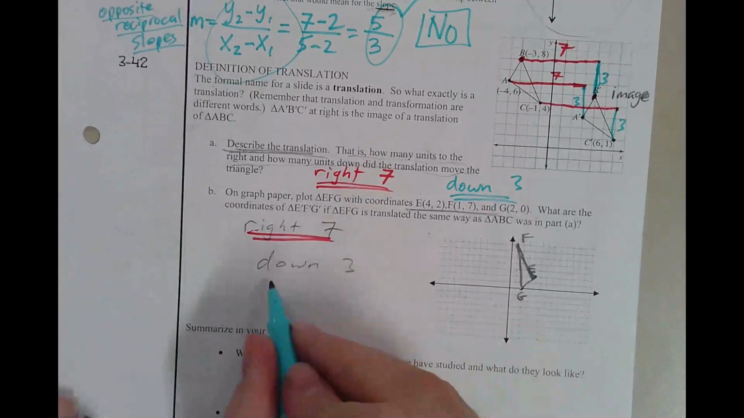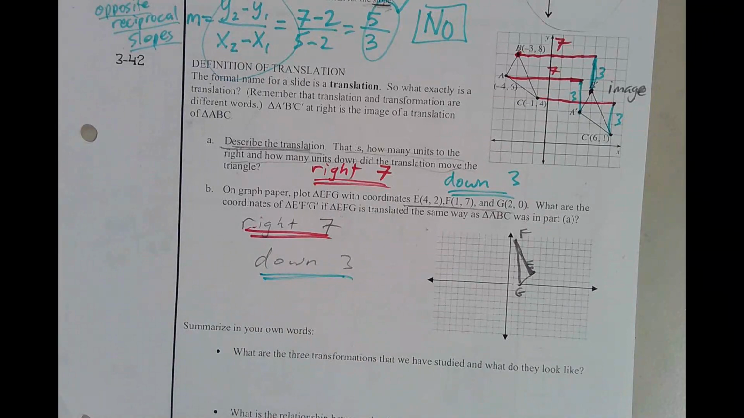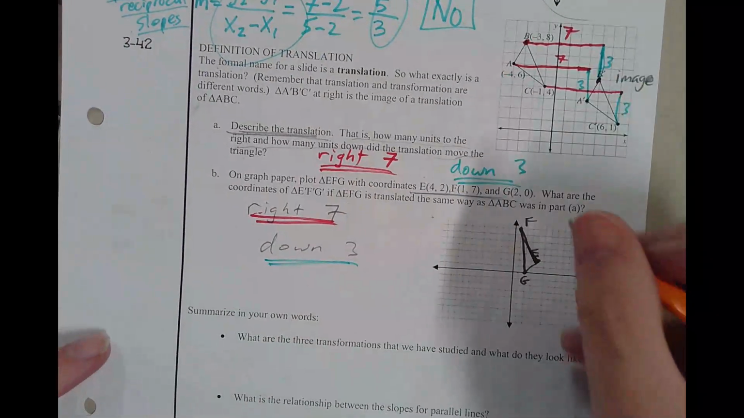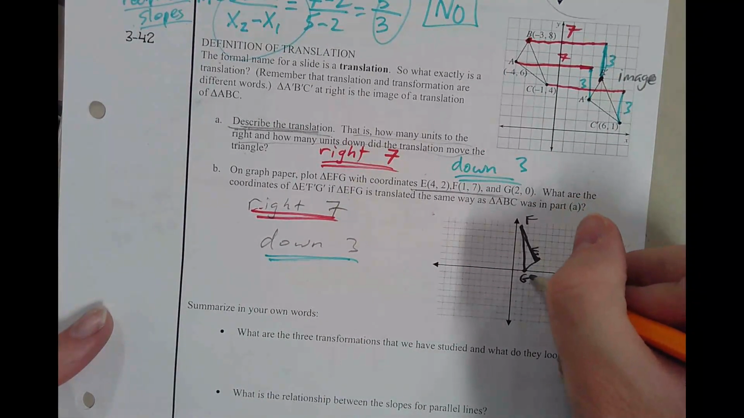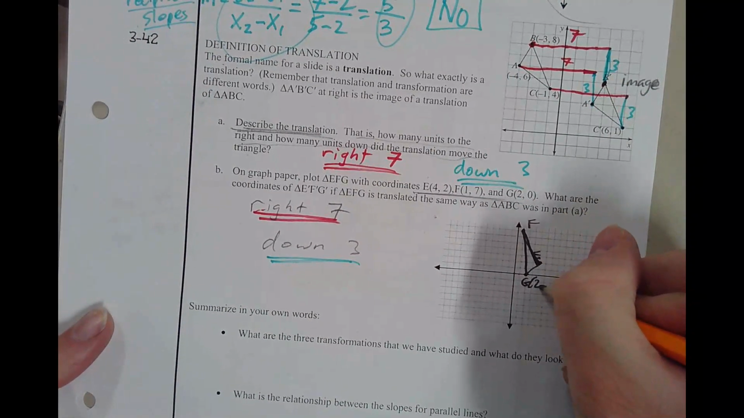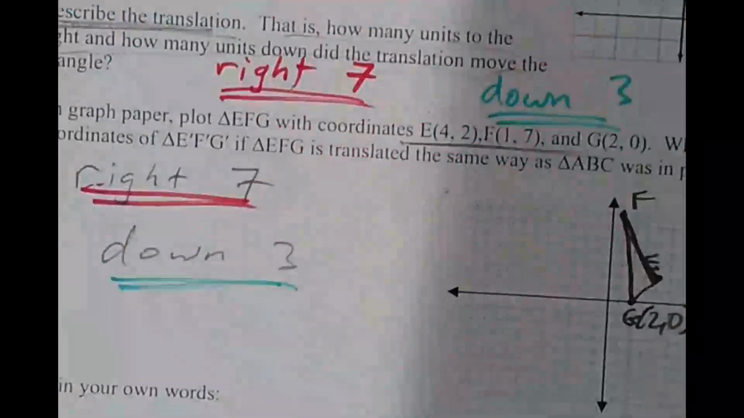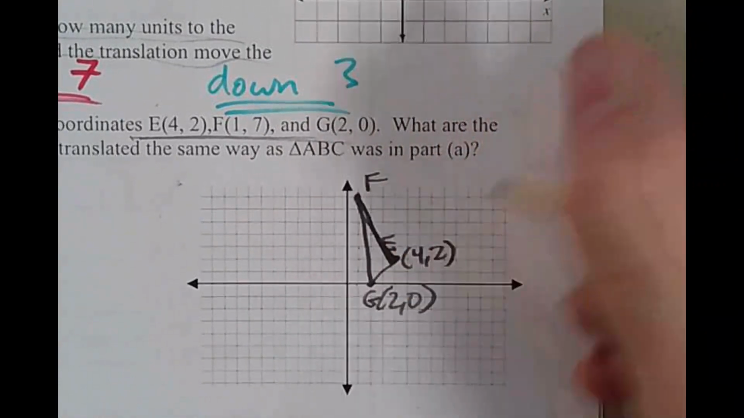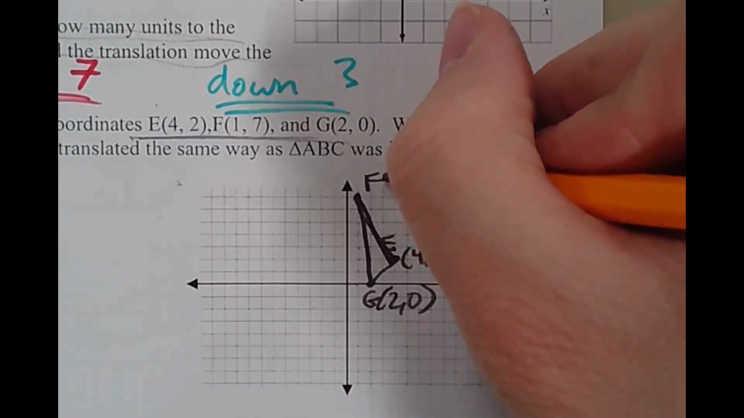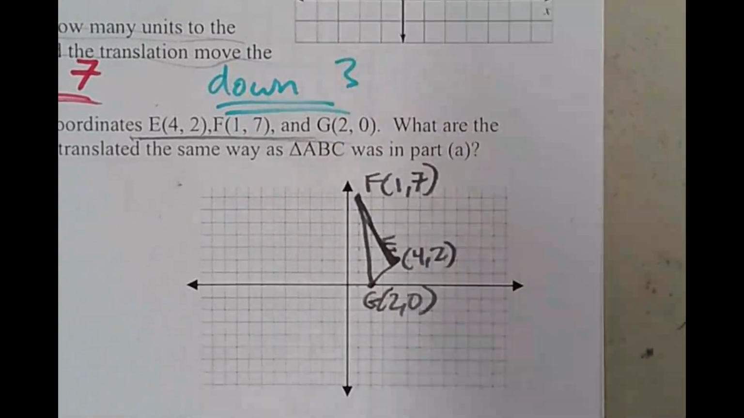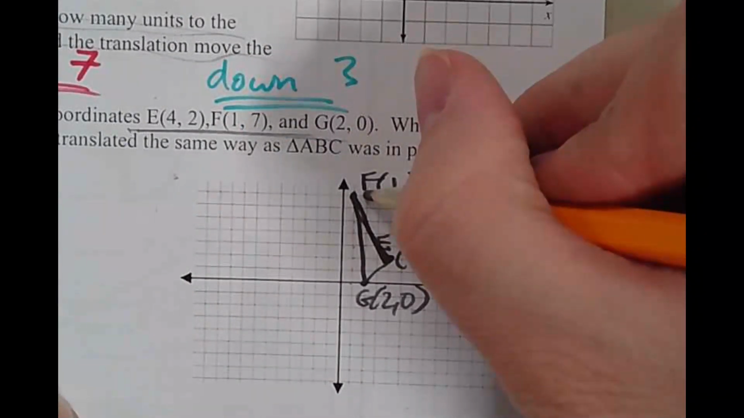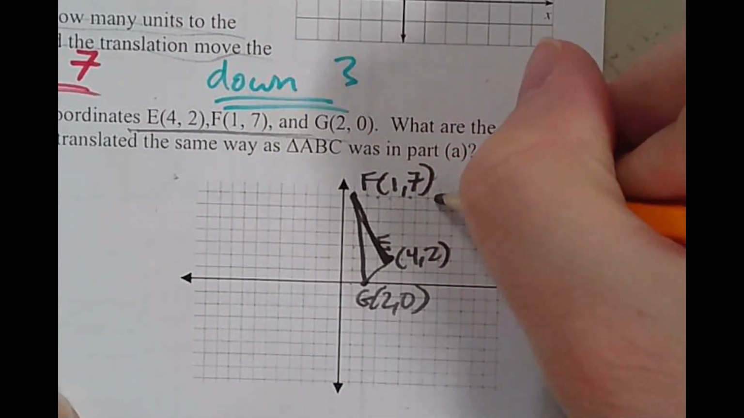Uh-oh. Let's see if we can do that correctly. So let's just double check. I want to add the numbers to this just so we can see the numbers that are changing here. G was 2, 0. E was 4, 2. And F was 1, 7. All right. Now, we've got to move this right 7. 1, 2, 3, 4, 5, 6, 7, and down 2.